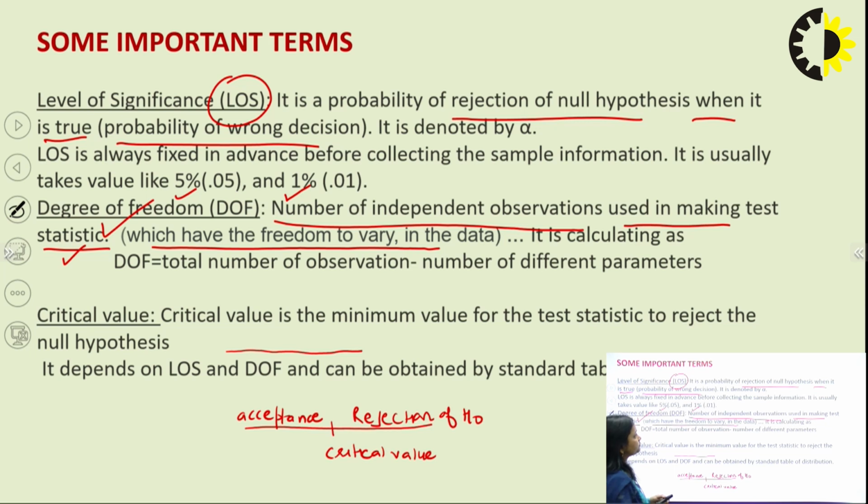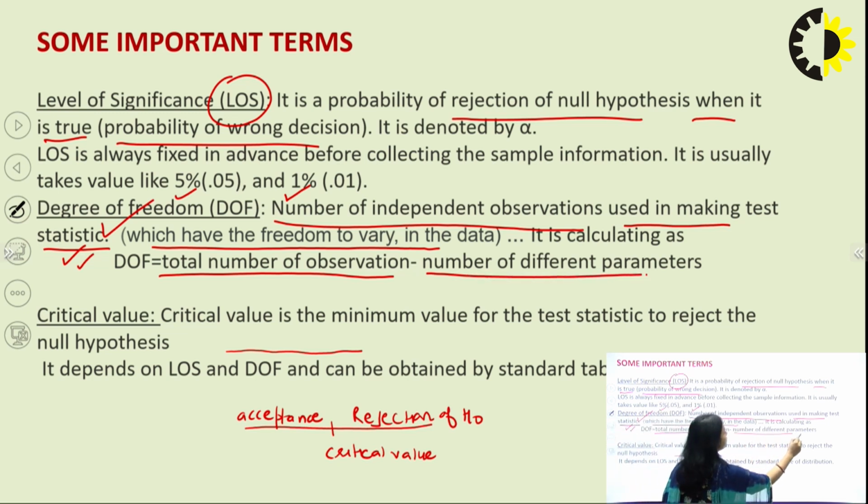And it is calculated as, the calculation means how can we find the number of independent observations? Total number of observations we are using to find the statistic minus number of different parameters. This is a formula to find the degree of freedom. We can understand it by an example.